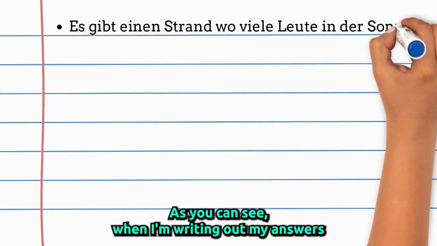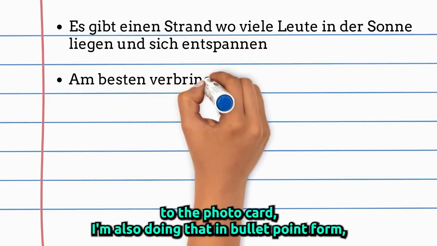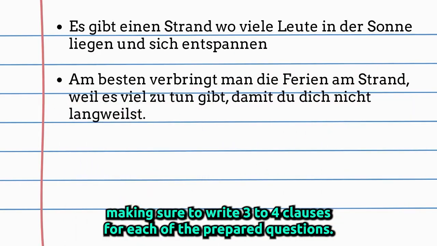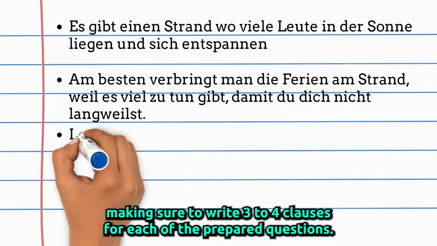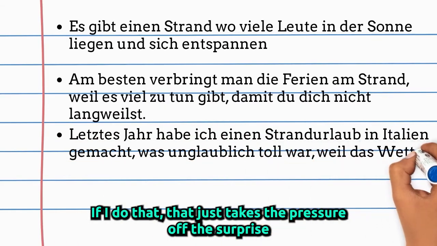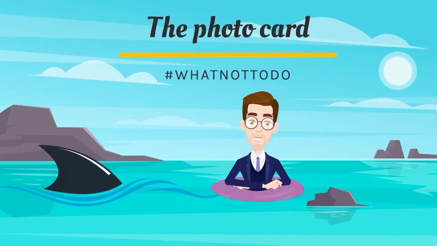As you can see, when I'm writing out my answers to the photocard, I'm also doing that in bullet point form, making sure to write 3 to 4 clauses for each of the prepared questions. If I do that, that just takes the pressure off the surprise questions, making sure I've got an opinion in there and explained it.